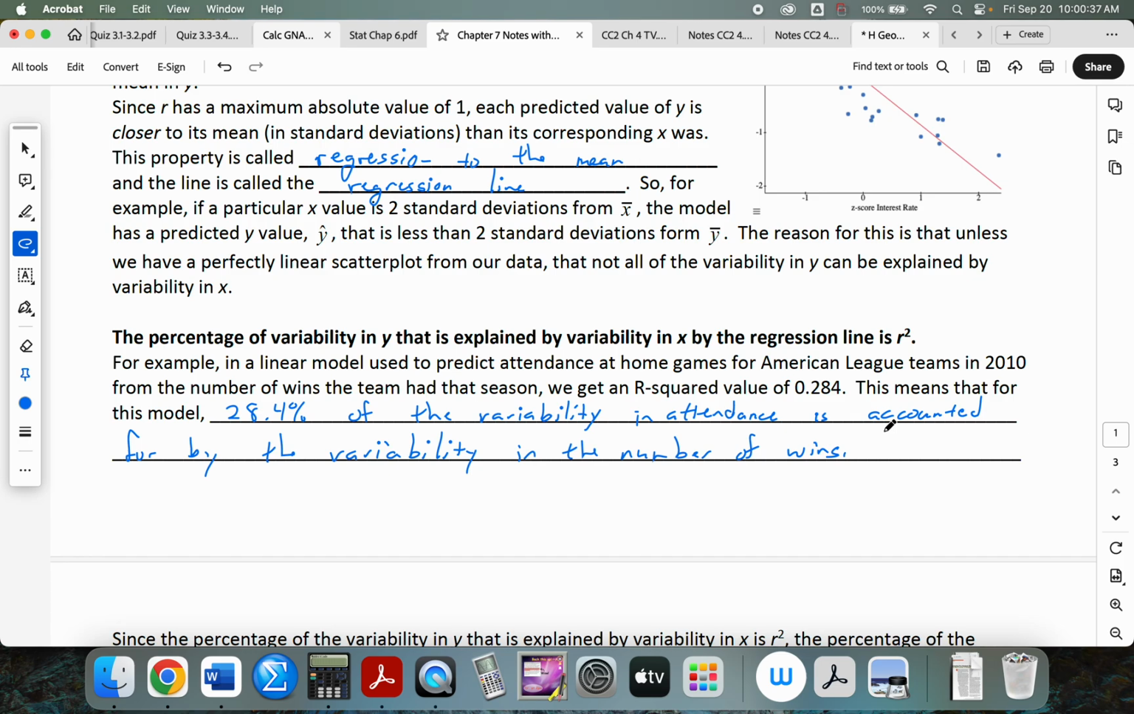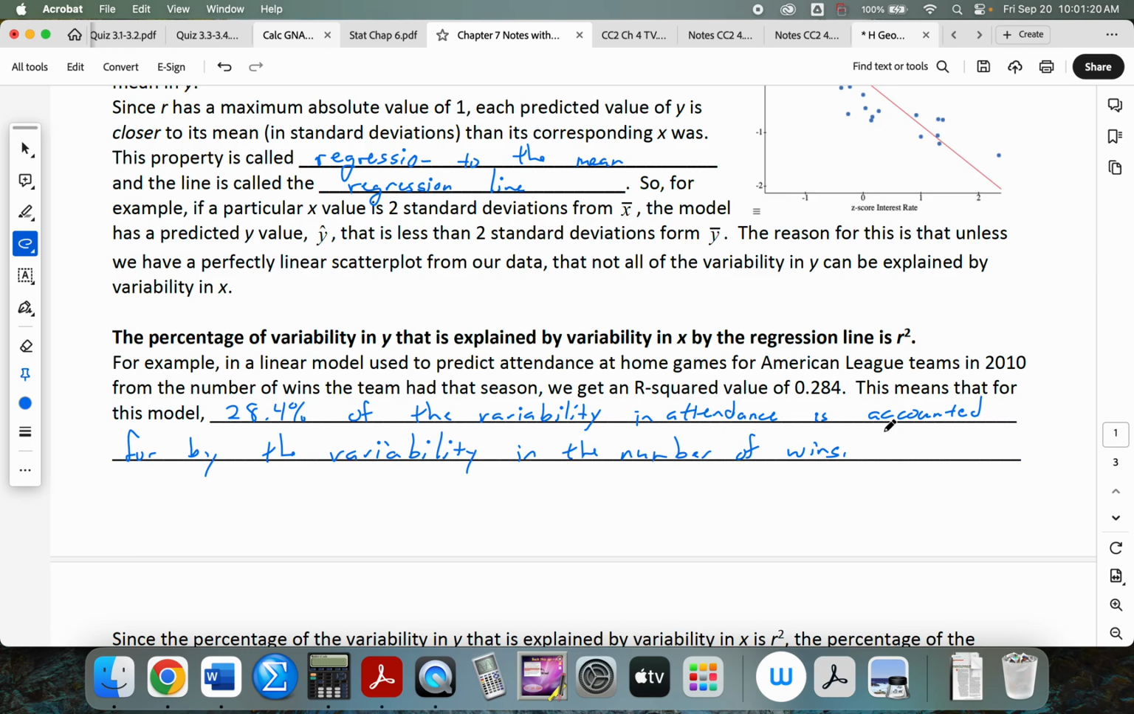What do you mean by that? So that factor, and we'll talk more about factors later, the number of wins, only actually accounts for 28% of the variability in the attendance. Okay, sorry, let me back up and say it again. The number of wins only has a 28% effect on attendance. There are other factors that make up the rest of that.